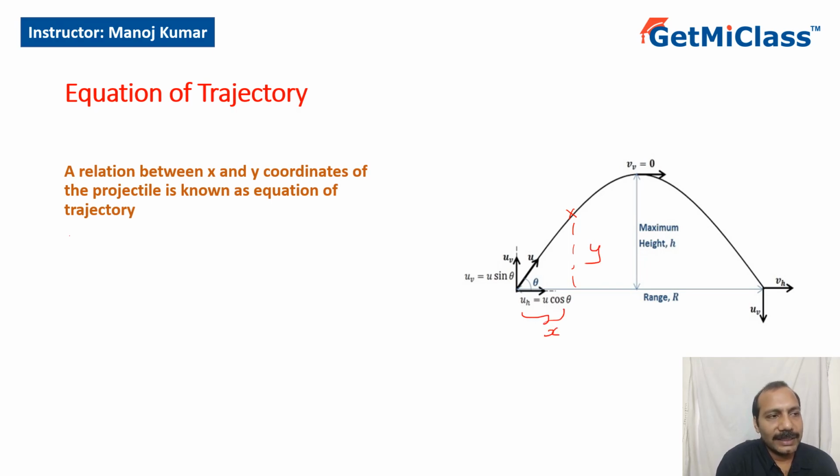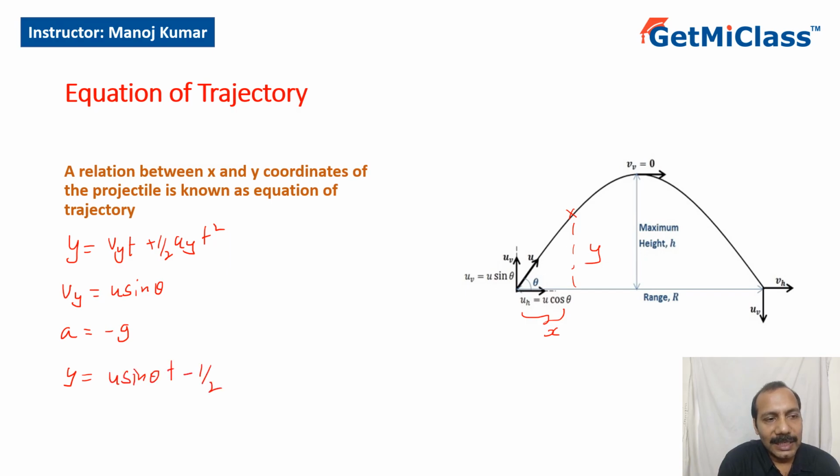So I can write vertical position equal to how much? I can write it as vertical velocity, v, into t plus half into vertical acceleration into t square. We know vertical velocity is how much? u sin theta from the figure. And what is acceleration? Acceleration is minus g because acceleration due to gravity is downwards. So this will give me y equal to u sin theta into t minus half g t square. So we got the expression for y as u sin theta t minus half g t square.